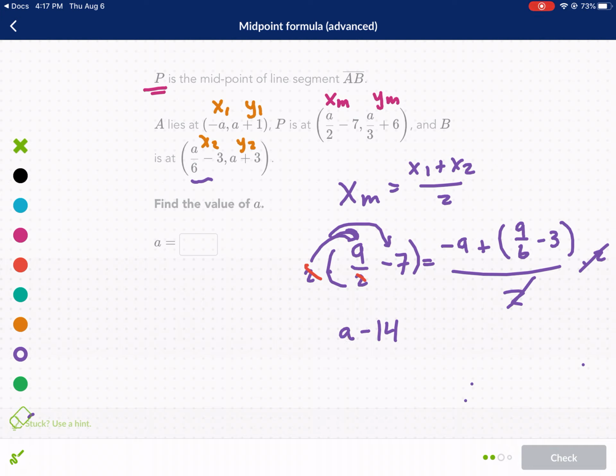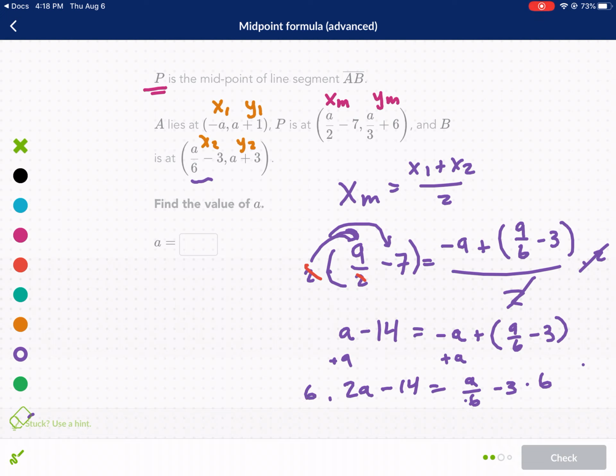Okay, I should make it a little bit curvy. So now we have this over here equals negative A plus A over 6 minus 3. So I'm going to add A to both sides first to get the A's together, at least part of the A's. So then we have 2A minus 14 equals A over 6 minus 3. I don't like fractions like that. I'm going to multiply everything by 6. Once I do that, I'm going to get rid of this fraction.